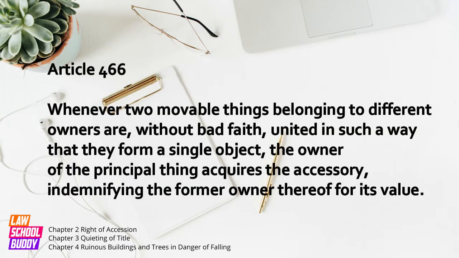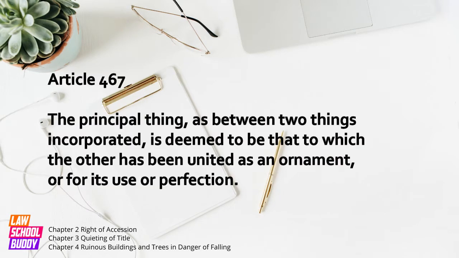Article 466. Whenever two movable things belonging to different owners are, without bad faith, united in such a way that they form a single object, the owner of the principal thing acquires the accessory, indemnifying the former owner thereof for its value. Article 467. The principal thing, as between two things incorporated, is deemed to be that to which the other has been united as an ornament, or for its use or perfection.